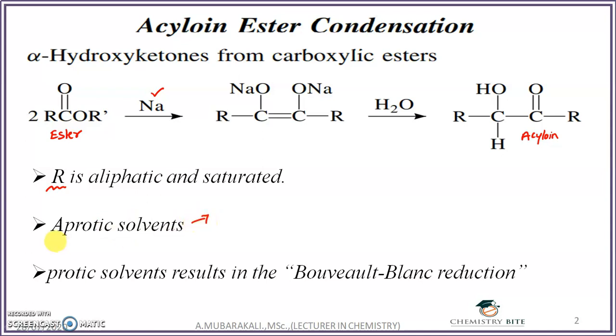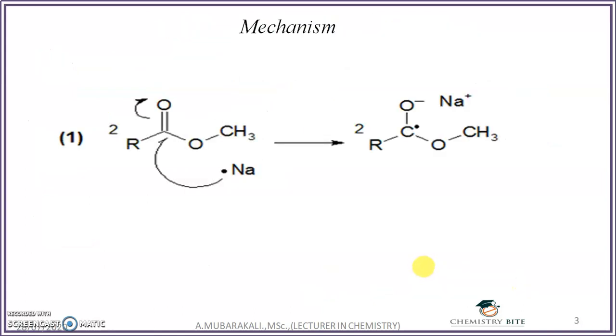You have to carry out this reaction in aprotic solvents, where there is no donation of protons. If you use a protic solvent, that reaction is not called an Acyloin condensation reaction. The product is not an Acyloin. That reaction is called the Bouveault-Blanc reduction. In this reaction, alcohol is the main product.